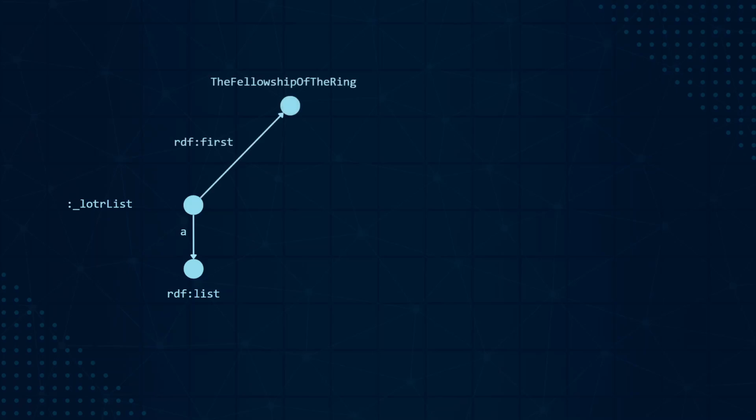We define the first element of the list via the predicate RDF first, which in this case would be the Fellowship of the Ring. However, do not expect that we then connect the second element with something like RDF second. This would be a bad solution, since it is always unclear how many elements a list could contain, and therefore nobody wants an unlimited amount of RDF vocabulary for counting.